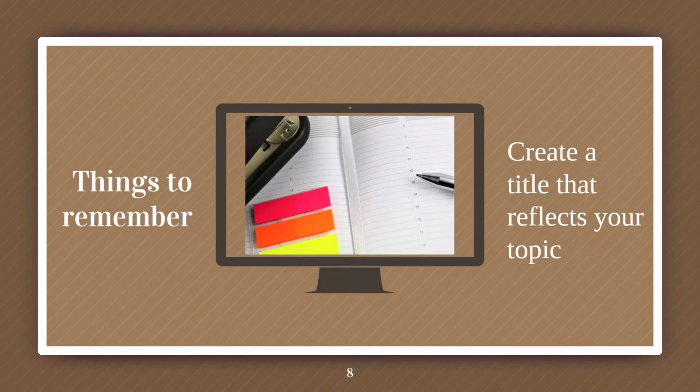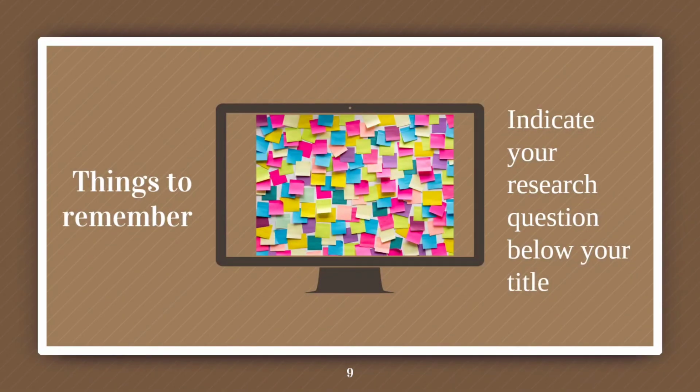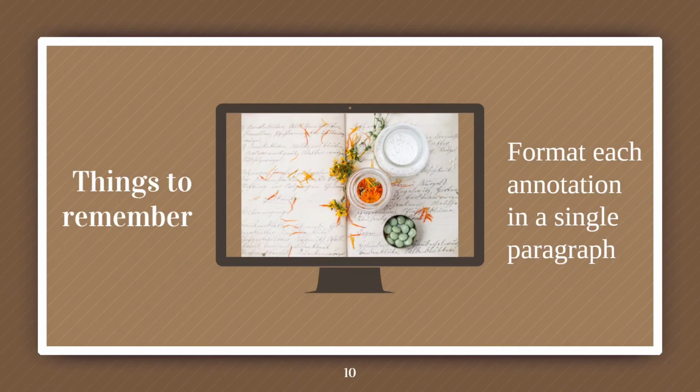Things to remember. Do create a title that reflects your topic. And of course, you are open and welcome to change that title as you begin writing. Indicate your research question below your title. So these are other things to remember. Also, format each annotation in a single paragraph. I have these overzealous writing students that want to write a couple of pages about one source. Absolutely not. One paragraph.